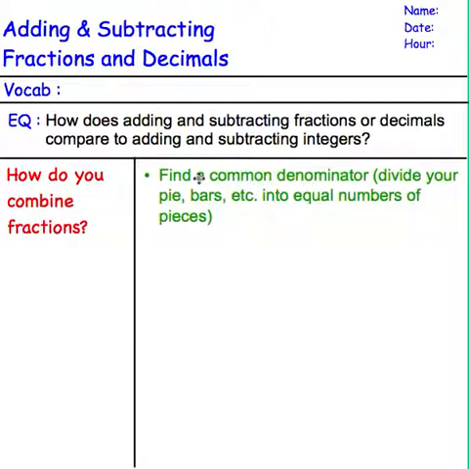numbers of pieces. And you guys have been doing this since you learned how to start adding and subtracting fractions in about 4th grade. So I don't want to spend too much time going over the process, but just make sure that you're getting these down, especially if you've struggled with fractions in the past. Step 2, change your numerator accordingly, because remember, when you change that denominator, you have to change the numerator, otherwise the fractions are no longer equivalent to the starting fractions in the problem.